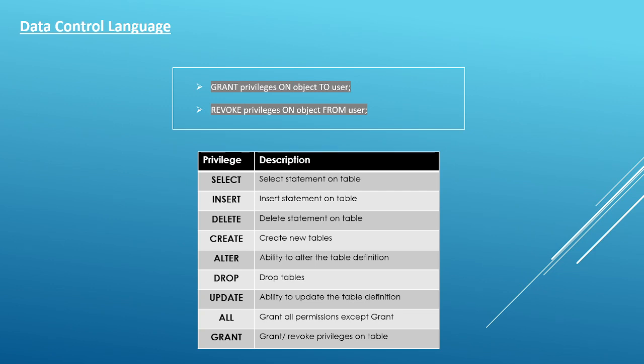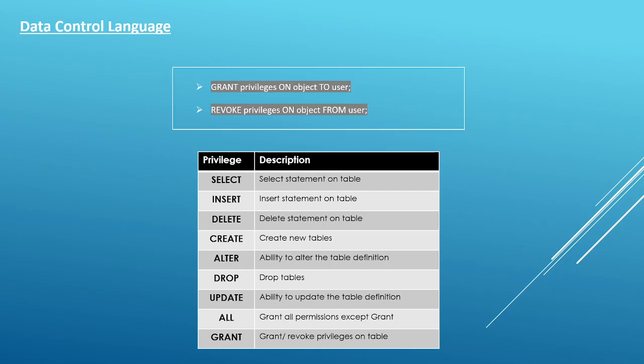Today we are going to learn about data control language, or DCL. These statements are used only to grant and revoke privileges for users. There are two statements: GRANT privileges ON object TO user, which is to provide access.